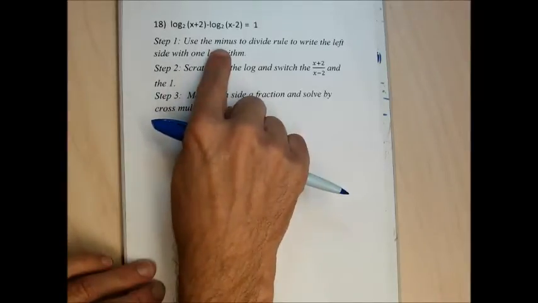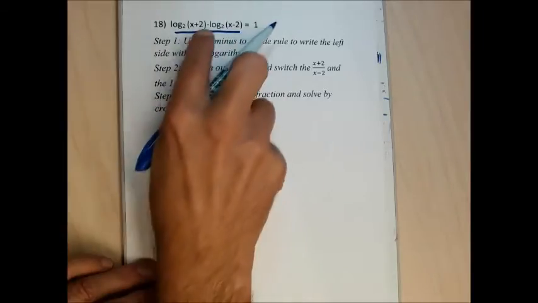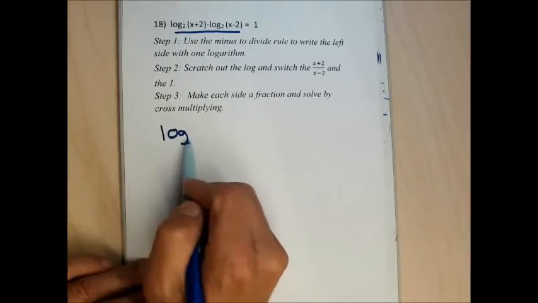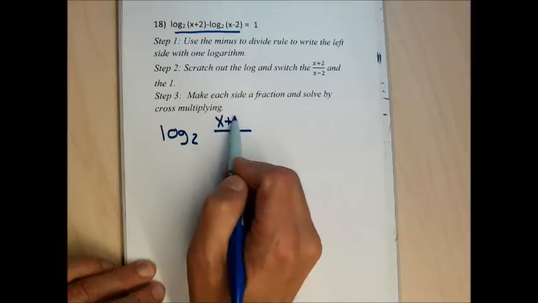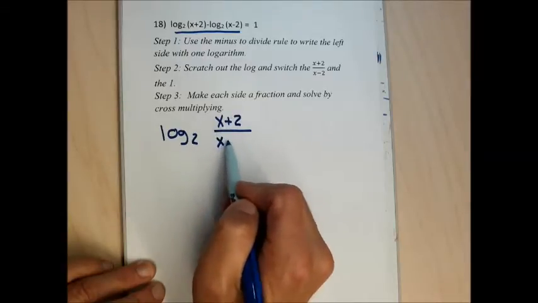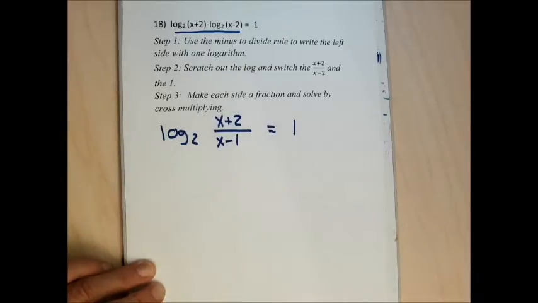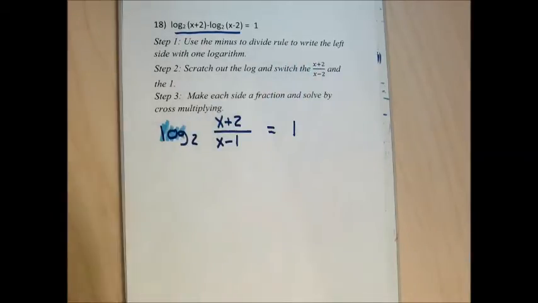First, I'm going to use the minus to divide rule to take this left-hand side and write it with one logarithm. Specifically, for my step 1, the left-hand side has two logarithms that have the same base that are being subtracted, and the minus to divide rule says if you have two logarithms with the same base that are being subtracted, you can make those two logarithms into one logarithm if you divide the arguments, and that's what I've done there. Now I'm going to get rid of the logarithm by creating an equation with an exponent. That's what my step 2 says to do.